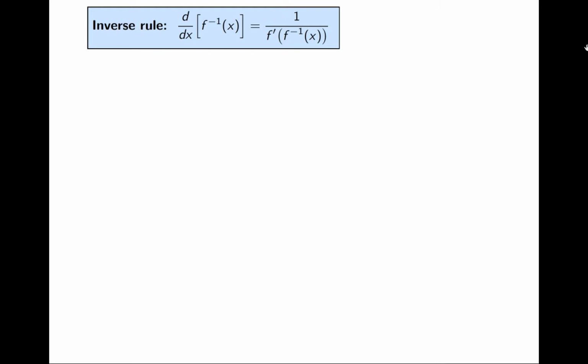And we'll be able to do this pretty quickly because in our last lecture, we developed the inverse rule that tells us that the derivative of f inverse, the inverse of a function f, is equal to 1 over f prime with f inverse of x plugged into it.